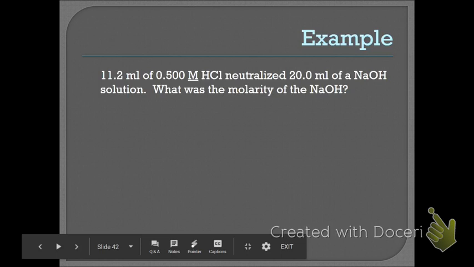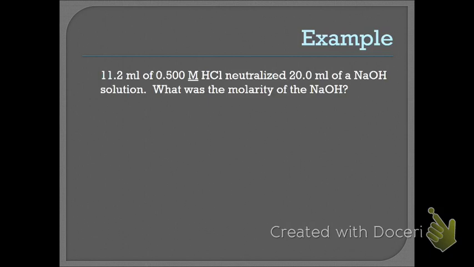So if I take 11.2 milliliters of 0.500 molar HCl and neutralize 20.0 milliliters of NaOH, what is the molarity of NaOH? Let's just draw a quick picture. So in here, I have an unknown molarity of NaOH, right? So remember, NaOH breaks down into Na plus and OH minus. One thing I want you to notice is there's a 1-to-1 ratio. So in this, what we call dissociation, there's a 1-to-1 ratio.